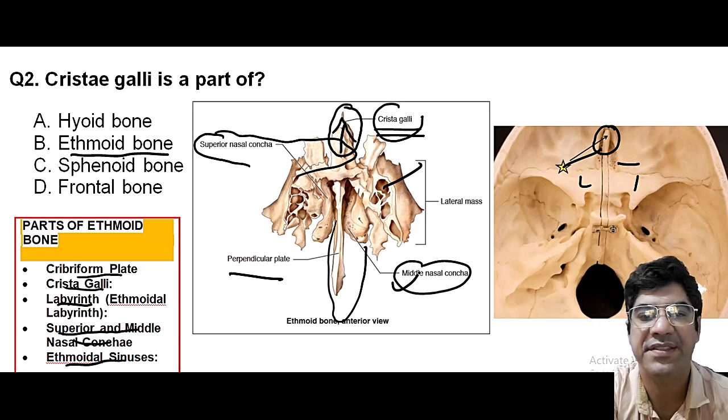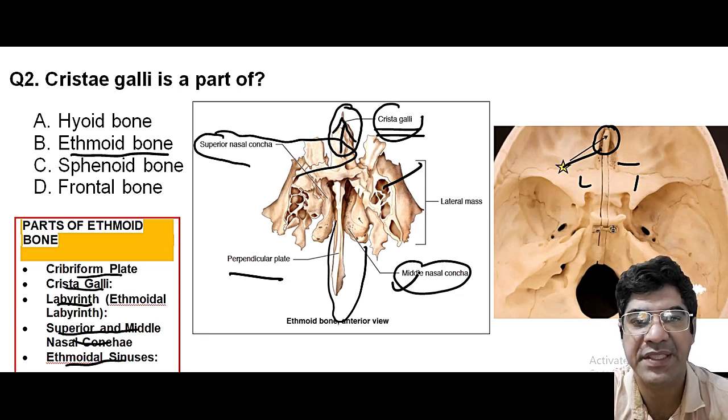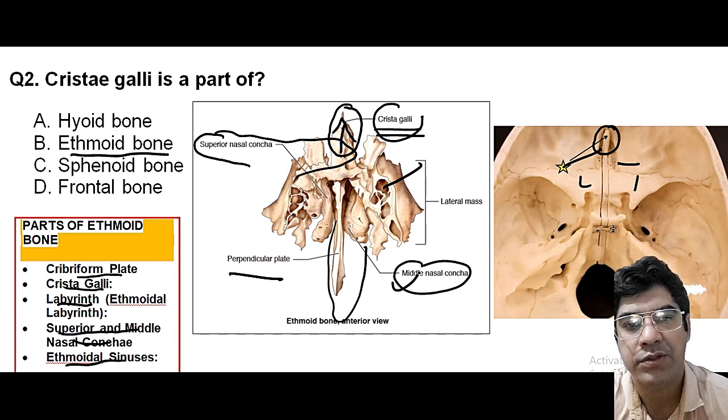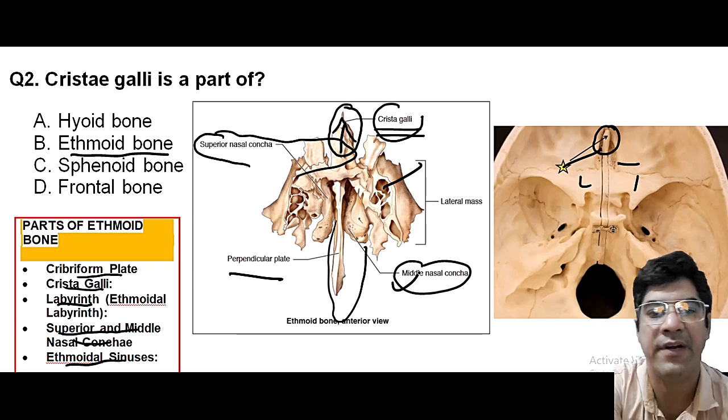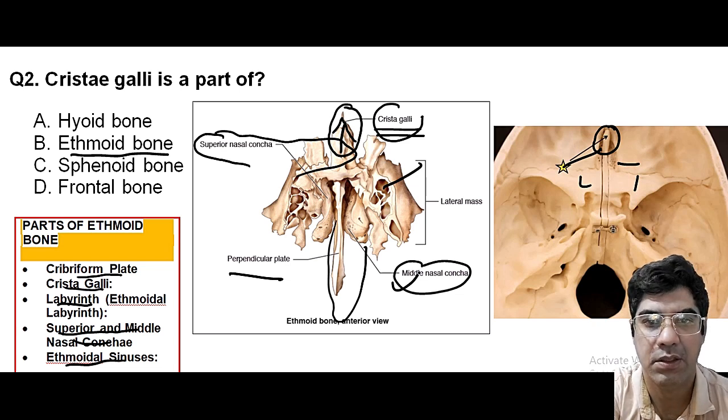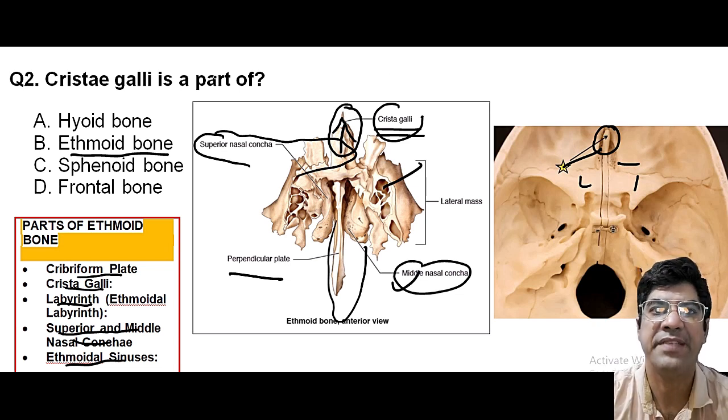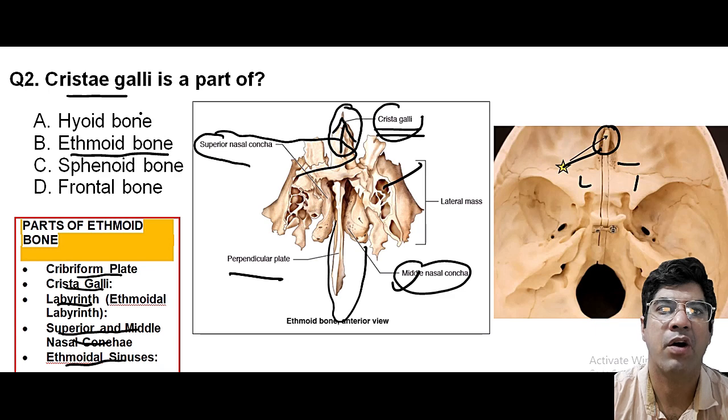The ethmoid sinuses are just small empty spaces inside the bone that are connected to your nose. These are the parts that make your face feel stuffed up or congested when you have a cold. So the crista galli is a part of the ethmoid bone. That's your answer.